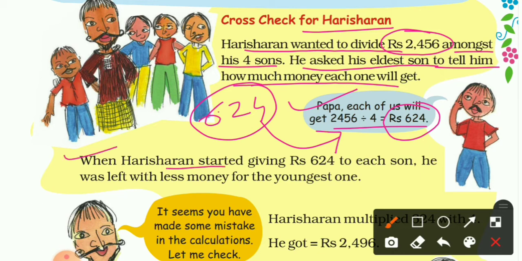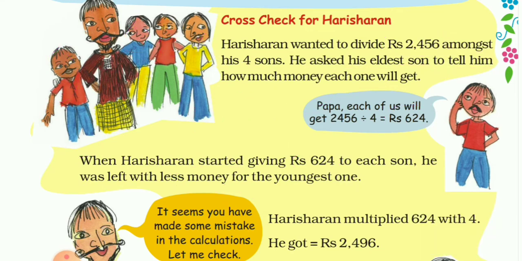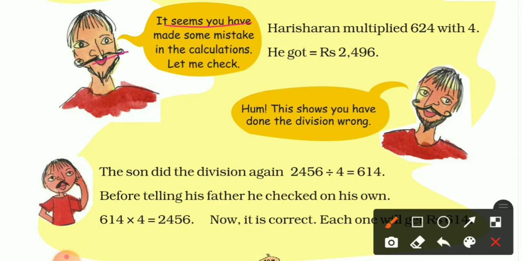Now when Harisharan started giving 624 rupees to each son, he was left with less money for the youngest one. So if 624 rupees is for one son, everyone is not getting equal money. It means the youngest one is not getting 624 rupees. He is getting less than 624 rupees. So what is happening in the story? Let's read it. He is saying that it seems you have made some mistake in the calculations. So let me check. So now Harisharan is checking it.